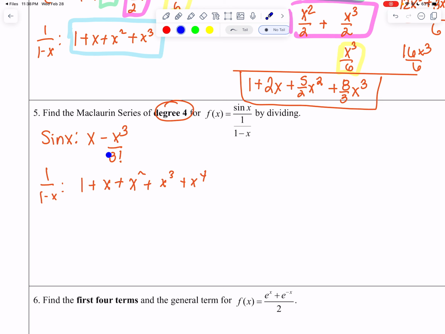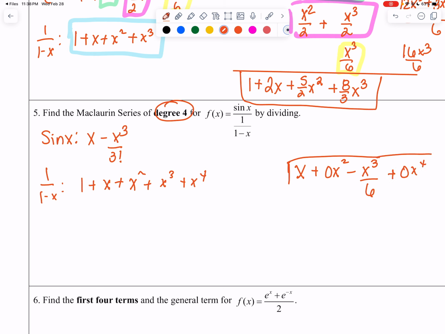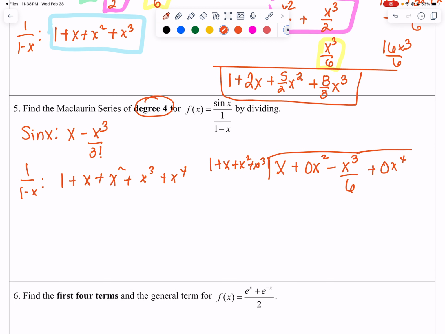Now with sine of x, even though you don't have a degree of 4, you are going to have to put placeholders. So we're going to have x minus 0x squared, or plus, I'm going to do plus for the sake of this, x to the third over 3 factorial, which I'm going to simplify to 6, plus 0x to the fourth. And then you have 1 over 1 minus x, that's just 1 plus x squared plus x to the third. And now this is just going to be your basic division.